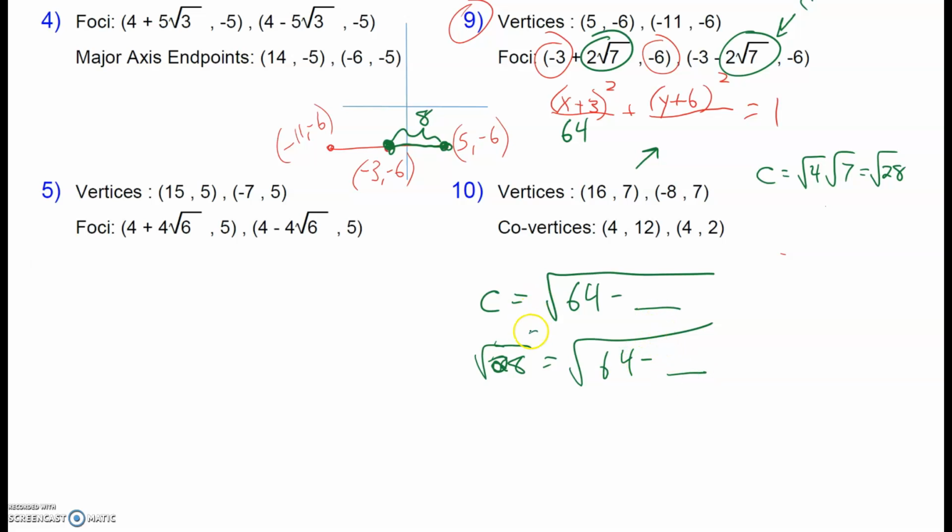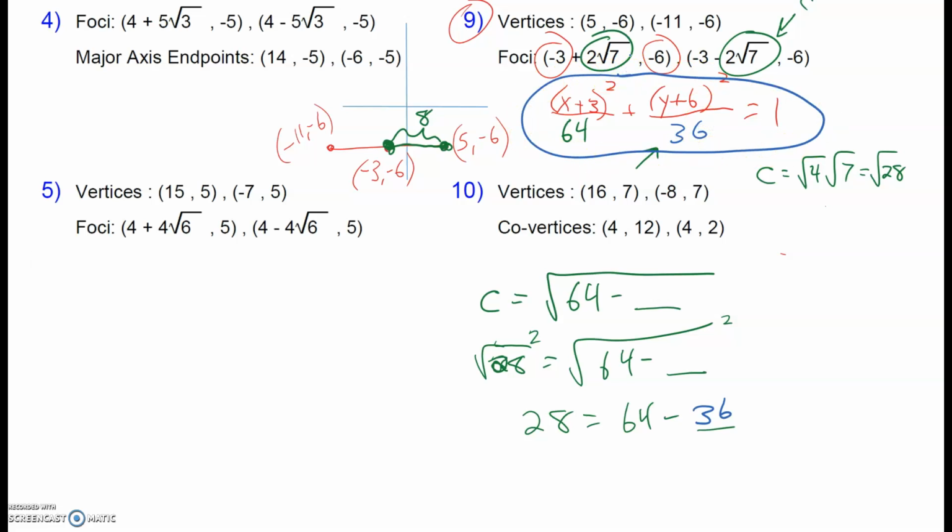Okay? I can square both sides, and what that does for me, of course, is get rid of the square root. So I got 28 equals 64 minus blank. So to get what's in the blank, we take 64 minus 28, and that is 36. So 36 goes in the denominator. Boom! There's your answer for number 9.